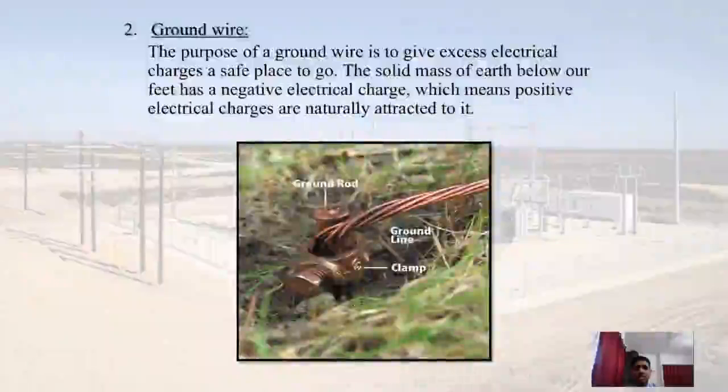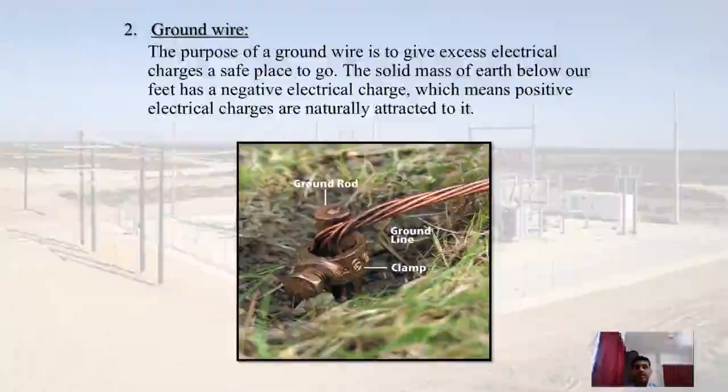Here in the next slide we are going to learn about the next element, that is the ground wire. The purpose of ground wire is to give excess electrical charges a safe place to go. The solid mass of earth below our feet has a negative electric charge, which means positive electrical charges are naturally attracted to it. Here below I have attached an image of ground wire. In the image we can see a ground rod, ground line, and a clamp.